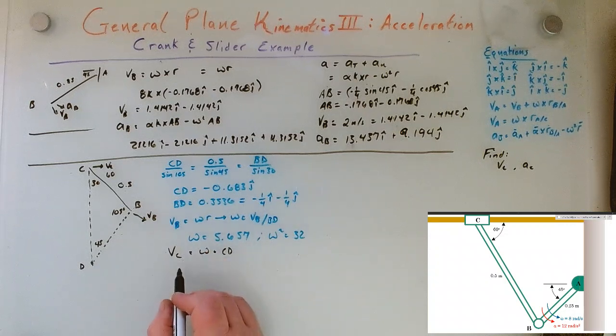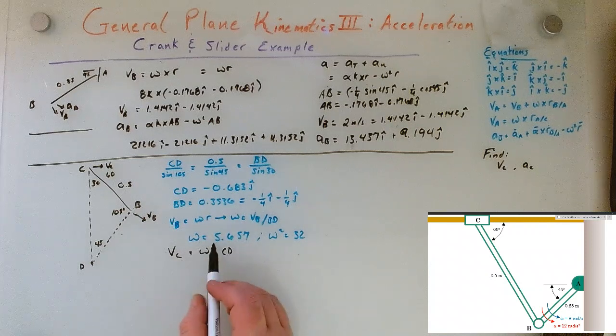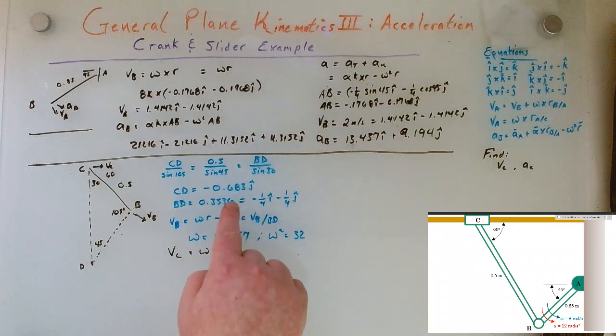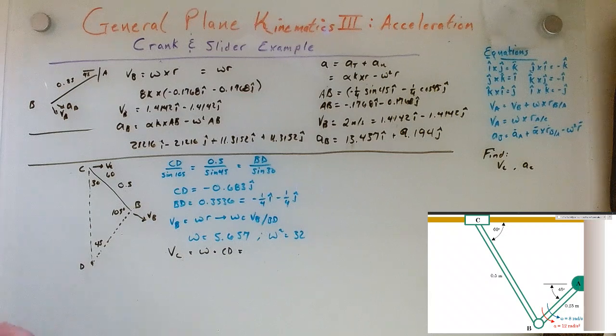What is this? This is 5.657 times 0.683, and we get 3.864.